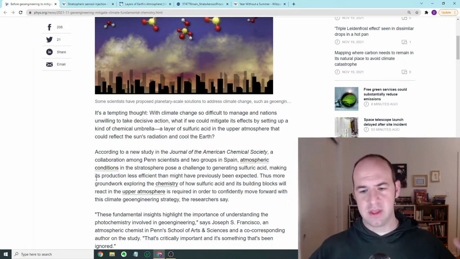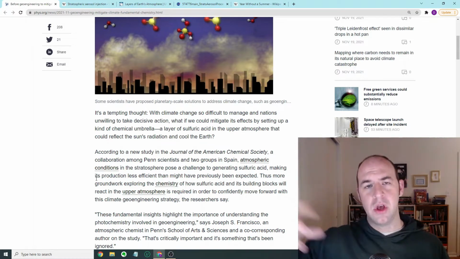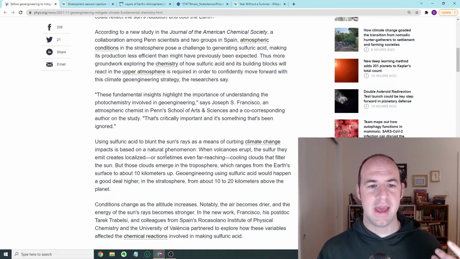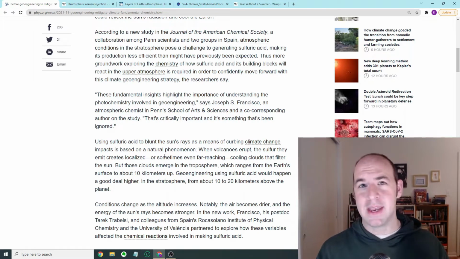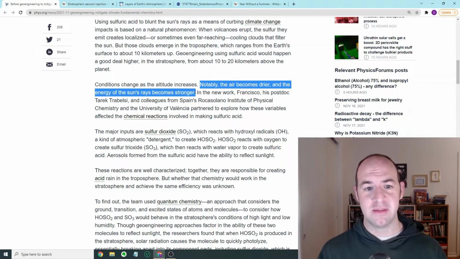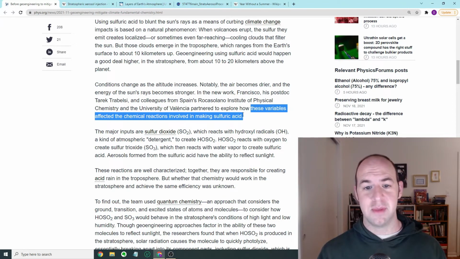So normally, of course, with volcanoes, for instance, the sulfur dioxide releases happen in the lower atmosphere, and then the materials that are formed there, chemically speaking, make their way up into the upper atmosphere. What we're talking about is directly releasing things into the stratosphere, which is a little bit different. And in this study, they basically break down how some of our assumptions as to how this work might not play out in this scenario. They say conditions change as the altitude increases. Notably, the air becomes drier and the energy of the sun's rays becomes stronger. And in this new work, they explore how these variables affect the chemical reactions involved in making sulfuric acid.